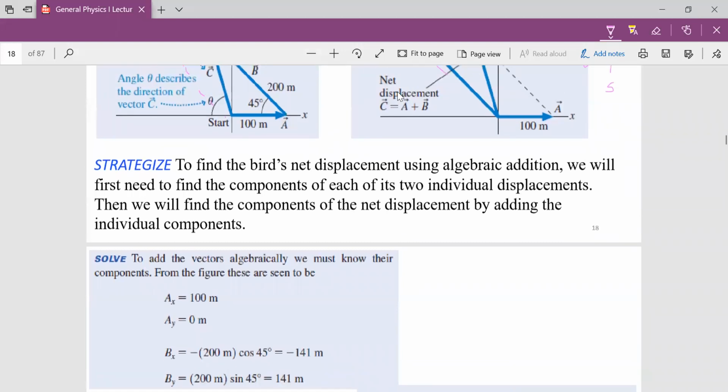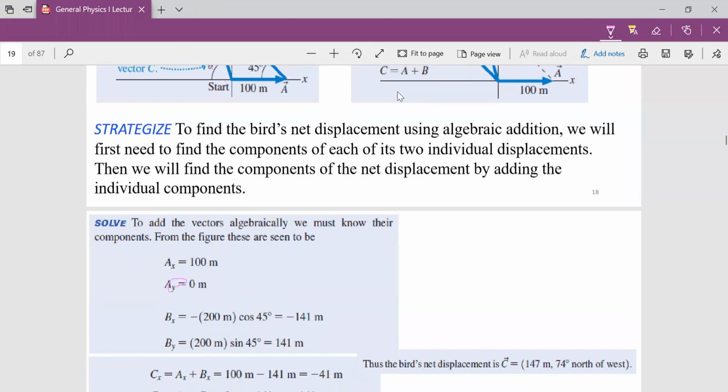Okay, resolving this into x and y components, we only have x to be 100 meters and y is zero because it's exactly on the x line. No description of y here. Okay, so we'll have y to be zero.